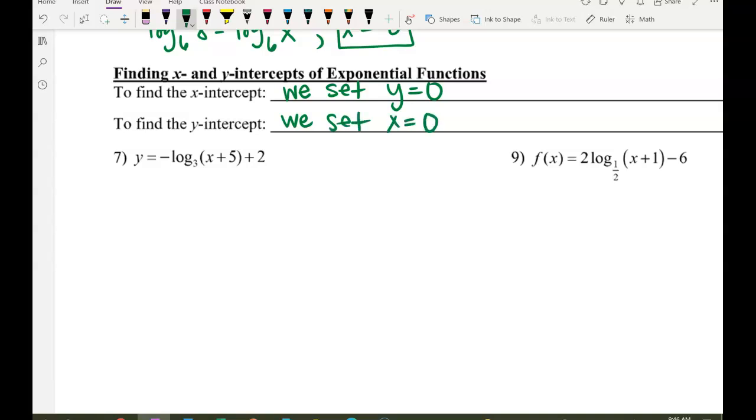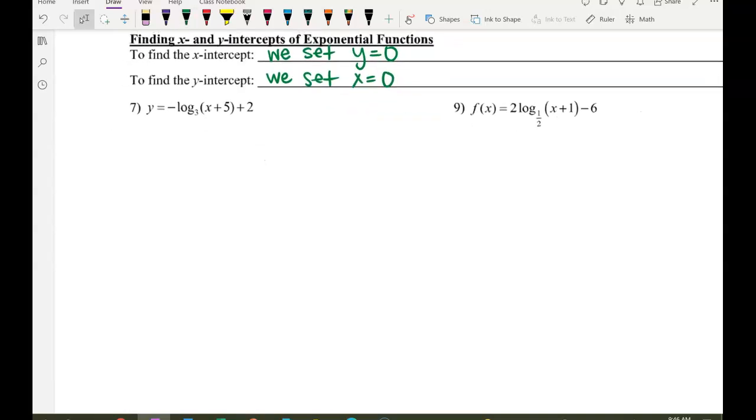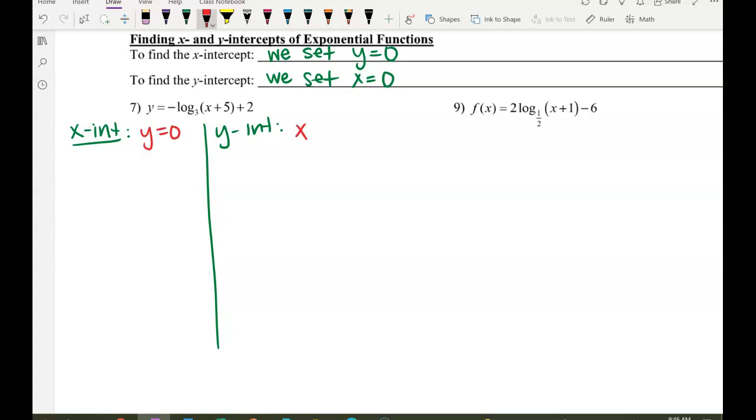Okay, to find the y-intercept and x-intercept, we have done this plenty, okay? I'm going to divide each question into 2. One is going to be for x-intercept, and then one's for the y-intercept, okay? Just to be organized. Okay, so x-intercept, y must be 0. Y-intercept, x must be 0. So 0 equals negative log base 3 of (x plus 5) plus 2.